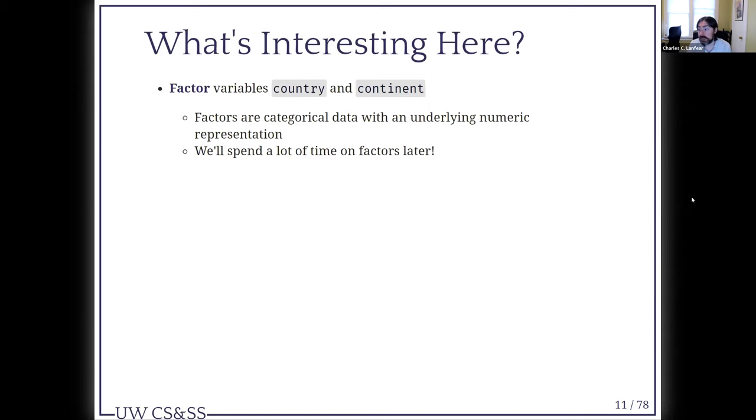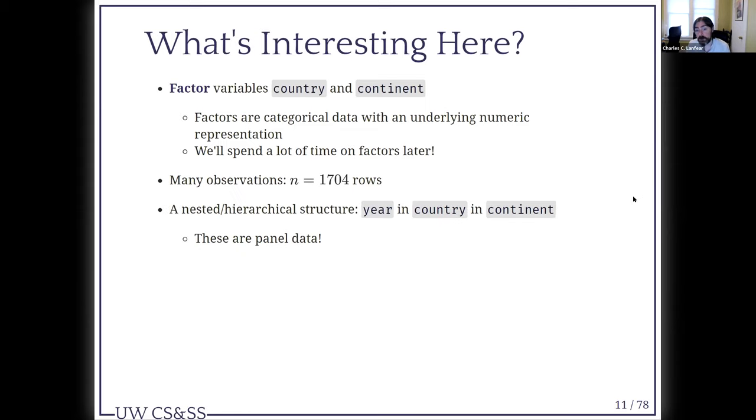Factors are categorical data. We're going to spend a bunch of time on factors way off in week six, I think, or week five. Basically, it's just categorical data. It has a lot of observations, so you're probably not going to look at the entire thing at once the way we did with Swiss data. You don't want to print the Gapminder data into your homework because you don't want to give somebody 10 pages of output. It has a nested or hierarchical structure.